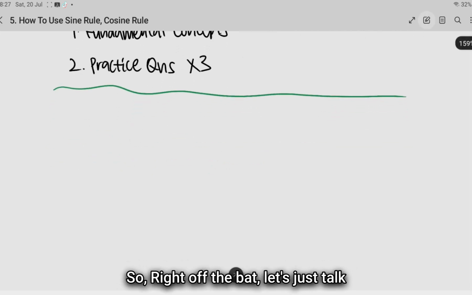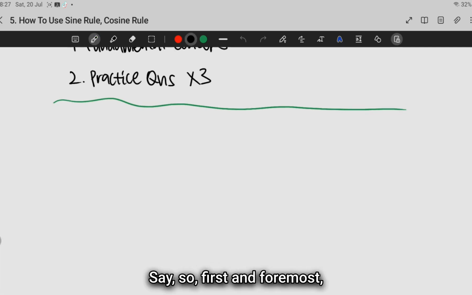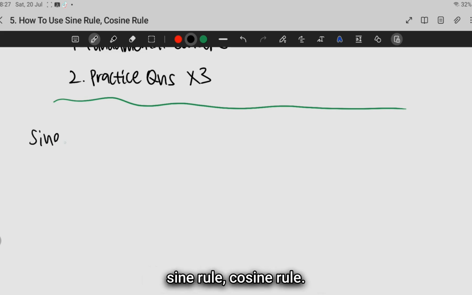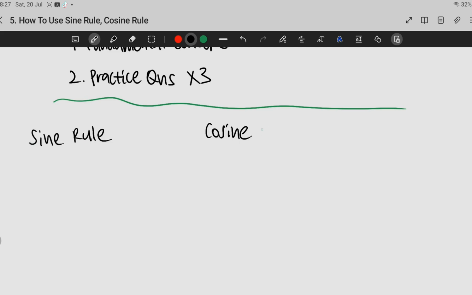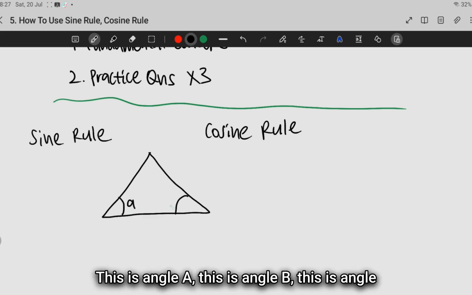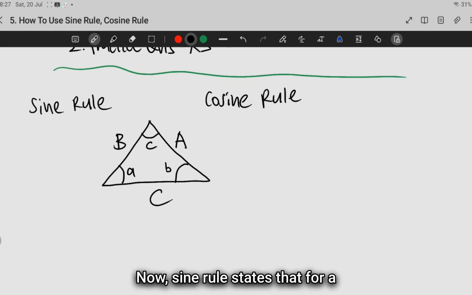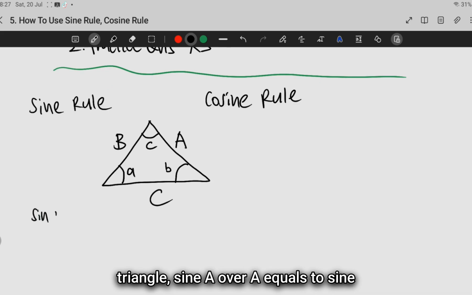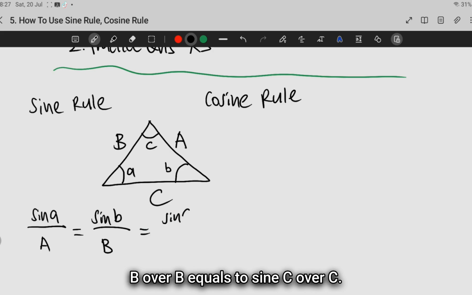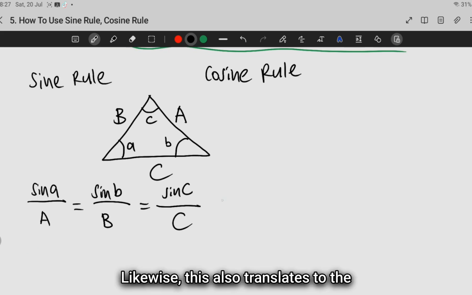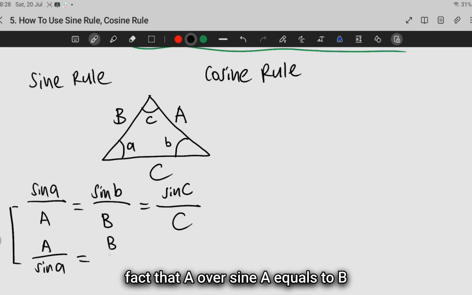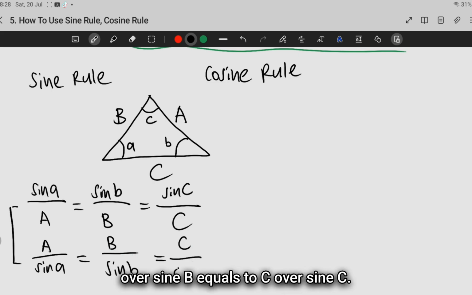So right off the bat, let's just talk about sine rule and cosine rule. What is it? First and foremost, sine rule, cosine rule. Consider this triangle over here. This is angle A, this is angle B, this is angle C. This is side A, this is side B, this is side C. Now, sine rule states that for a triangle, sine A over A equals sine B over B equals sine C over C. Likewise, this also translates to A over sine A equals B over sine B equals C over sine C.